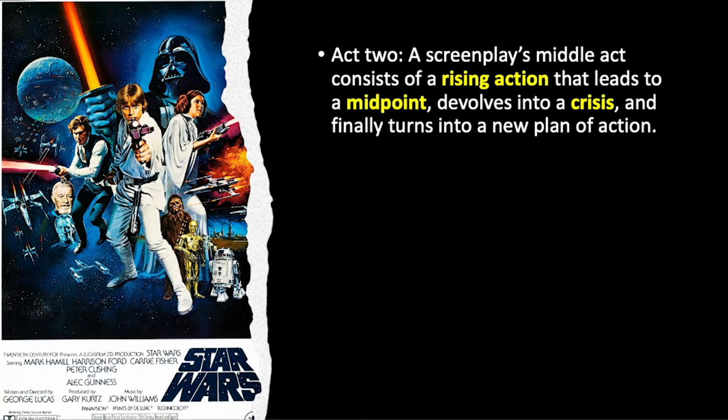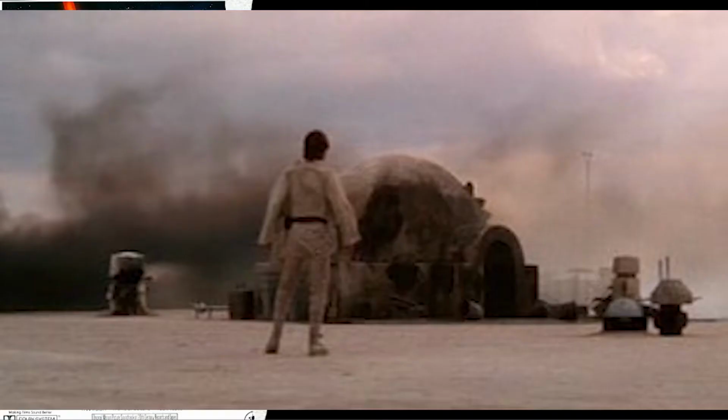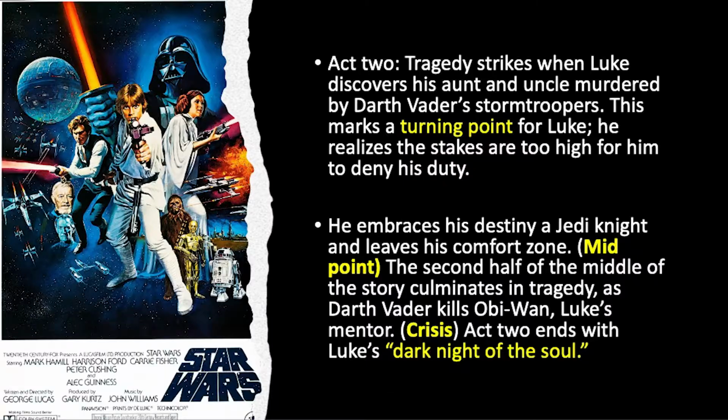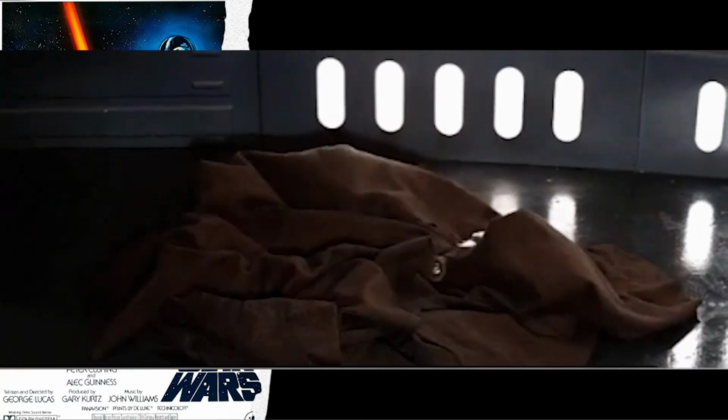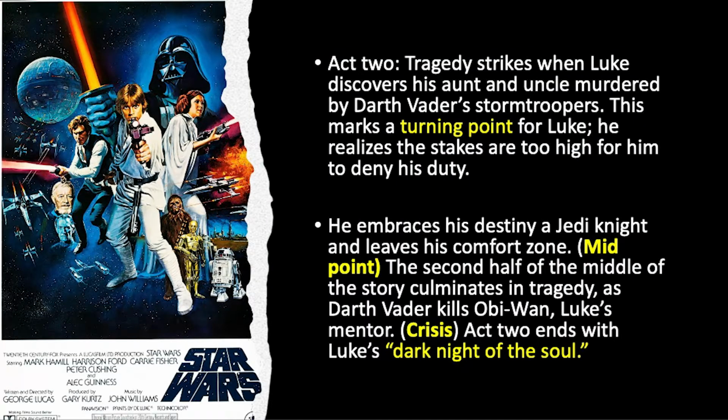Act 2 consists of a rising action that leads to a midpoint, which devolves into a crisis and finally turns into a new plan of action, which leads on to Act 3. In Act 2, Luke discovers his aunt and uncle have been murdered by Darth Vader's stormtroopers. This marks a turning point for Luke. He realises the stakes are too high for him to deny his destiny. He embraces his destiny, a Jedi Knight, and leaves his comfort zone, which is the midpoint. The second half of the middle of the story, Darth Vader kills Obi-Wan, Luke's mentor, and this is a crisis. So Act 2 ends with Luke's dark night of the soul. He's at the lowest point of his life.